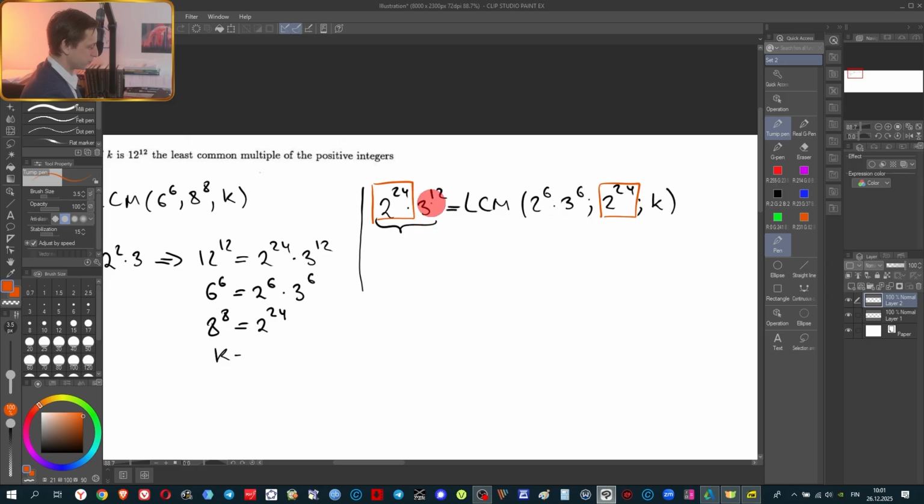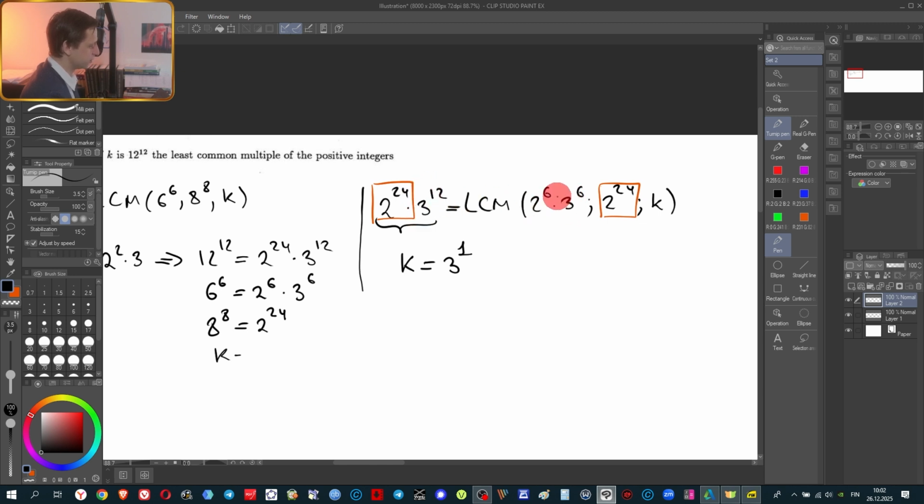Next one, 3 to the power of 12. Okay, so let's look, for example, at k. What if k equals 3 to the power of, for example, 1? Obviously, in this case, you see that the maximum power of 3 that is present on the right side is 3 to the power of 6. And 3 to the power of 12 is redundant here. We don't need such a large power of 3. It will be enough to get 3 to the power of 6. We will have no problem.